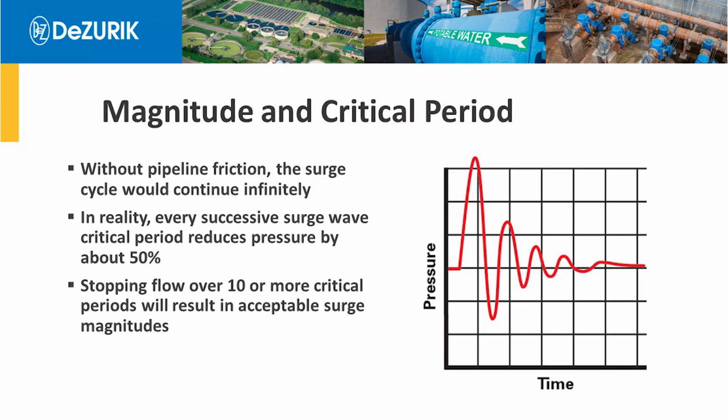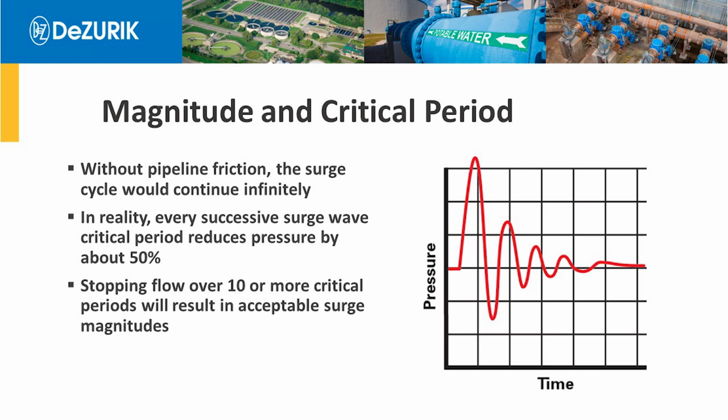Now, if we again look at the pressure versus time graph, as I said earlier, without friction, that surge wave is going to travel back and forth indefinitely in the pipeline as an upsurge and a downsurge, or positive surge and a negative pressure surge. But what happens is, with friction in the pipeline, the friction absorbs that energy. And one of the things that we look at is, for every additional critical period we stop the flow over, we reduce the pressure by 50%.